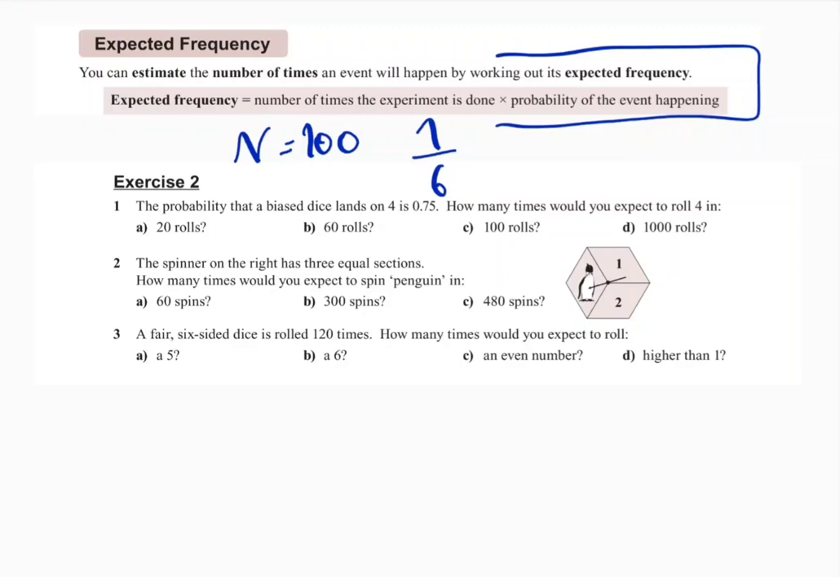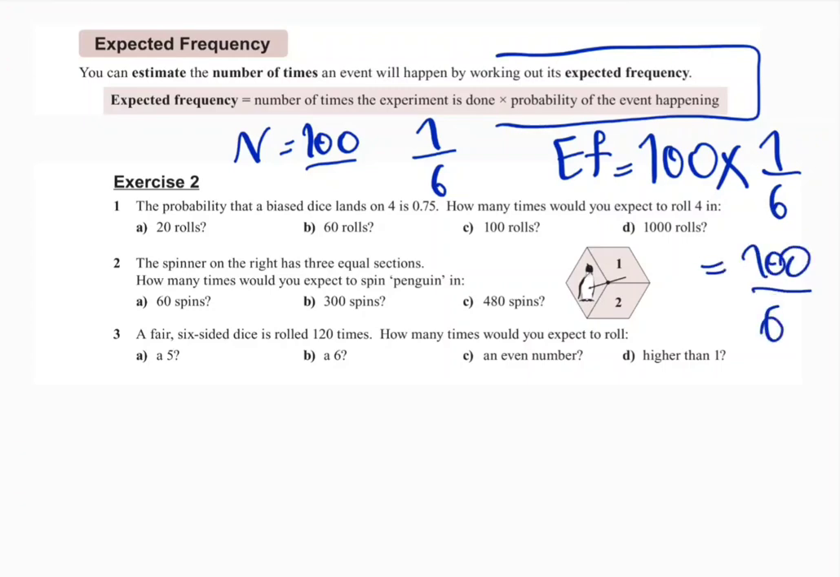In that case, the question is simply asking us for the expected frequency. And that can be found by doing the total number of times the experiment is done, which is 100 in this case, times the probability of the event happening. Getting a 6 on a fair six-sided dice is 1 over 6. So the expected frequency in this case is going to be 100 over 6. This is not a whole number, obviously, but that's not the purpose of this video.